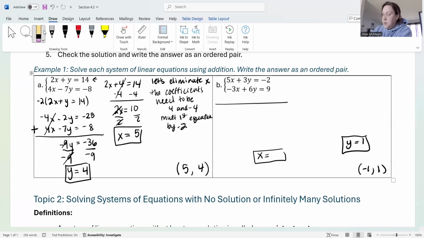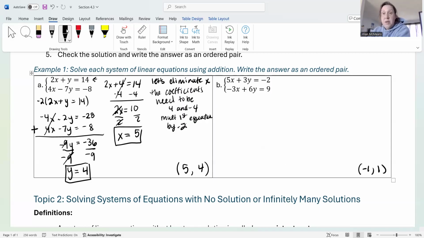So let me erase a little bit more. Okay, so let's this time get rid of the x's. Now, the smallest number that 5 and 3 go into evenly is 15. So we need the coefficients on the x's to be 15 and negative 15. For that to happen, I need to multiply the entire first equation by 3. And since the second equation already has negative 3x, we can multiply it by 5. Sometimes you have to multiply by a negative to get the opposite coefficient thing to happen. But in this case, we just multiply top equation by 3, bottom equation by 5.